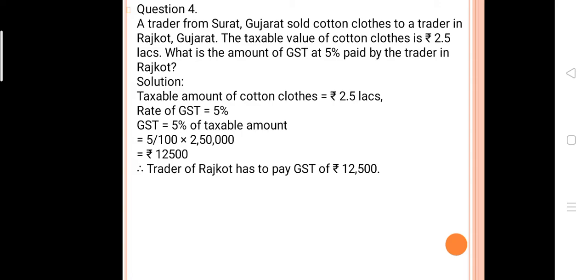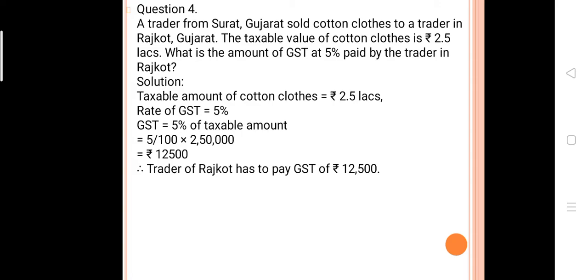A trader from Surat, Gujarat is selling cotton cloth to a trader in Gujarat, means the same state. The taxable value is 2.5 lakh and the GST he charged is 5%. What is it? It is an output tax. Why? Because one trader is selling. Means if we are purchasing from a shopkeeper, then whatever we are paying, that is GST payable. Same here, whatever he is paying is also GST payable.